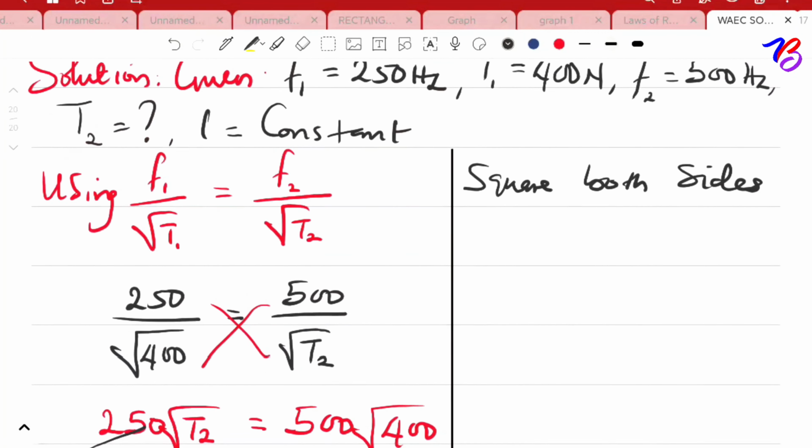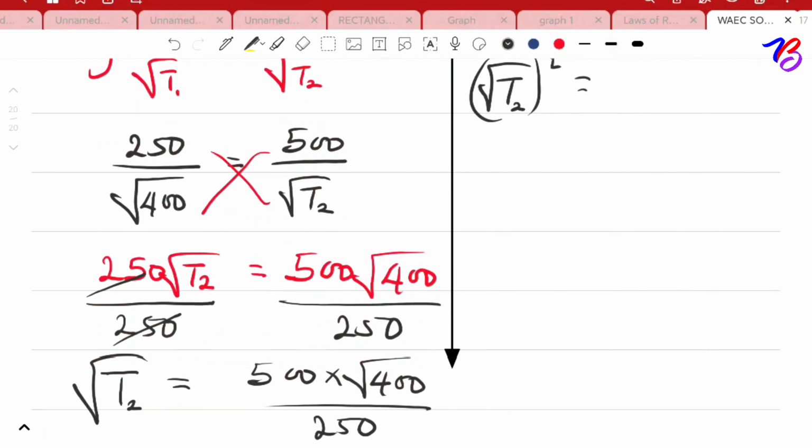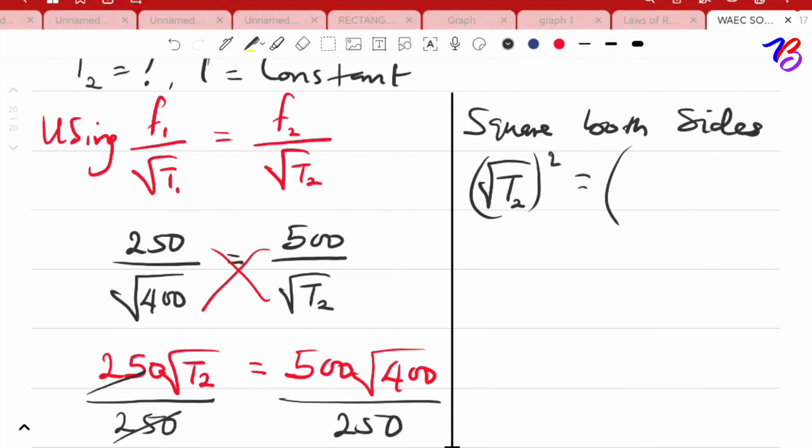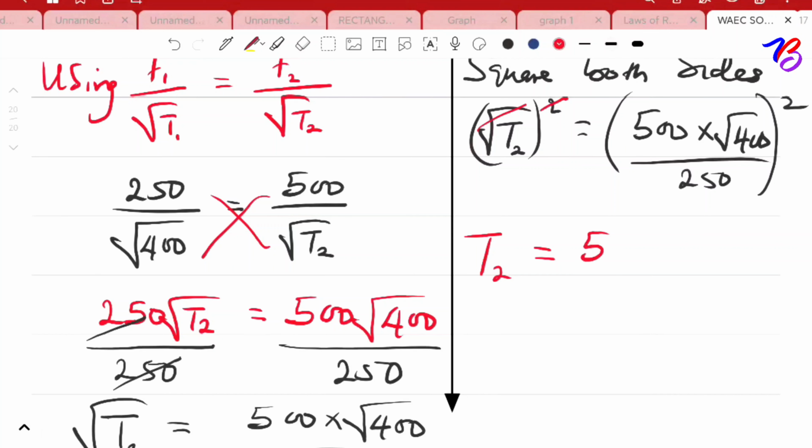Are you here? So that square root of T2 all squared is equal to, open bracket, 500 multiplied by the square root of 400 all divided by 250, close your bracket, squared. Is that clear? So that this squared will cancel out the square root. Then T2 is equal to 500 squared multiplied by 400, all divided by 250 squared. Is that clear? So we have expanded or removed the bracket there.